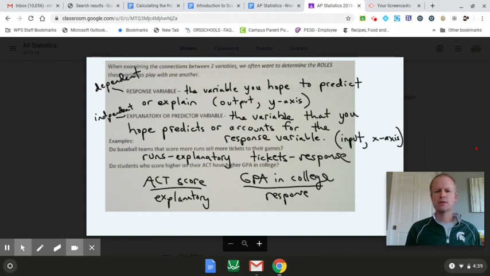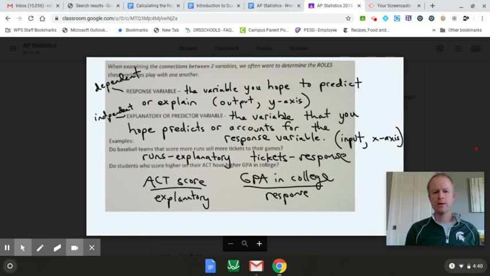So some examples. Do baseball teams that score more runs sell more tickets to their games? So in that example, there are two variables. The two variables would be runs and tickets. So it probably makes more sense to think about runs. The more runs a baseball team scores, and the higher scoring they are, hopefully the more tickets they would sell. Perhaps there's a relationship there. So runs would be the explanatory variable, and tickets would be the response variable.